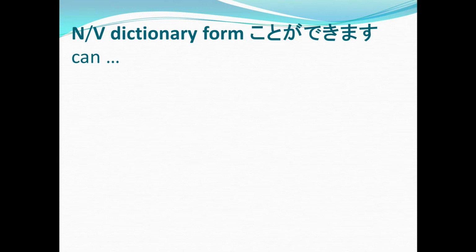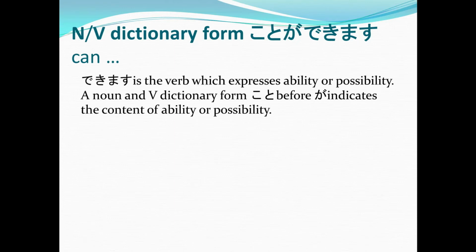The first sentence pattern that uses the dictionary form of the verb is the noun or the verb dictionary form koto ga dekimasu, which literally translates into can. So dekimasu is the verb which expresses ability or possibility. A noun or the verb dictionary form plus koto ga dekimasu indicates the content of ability or possibility.